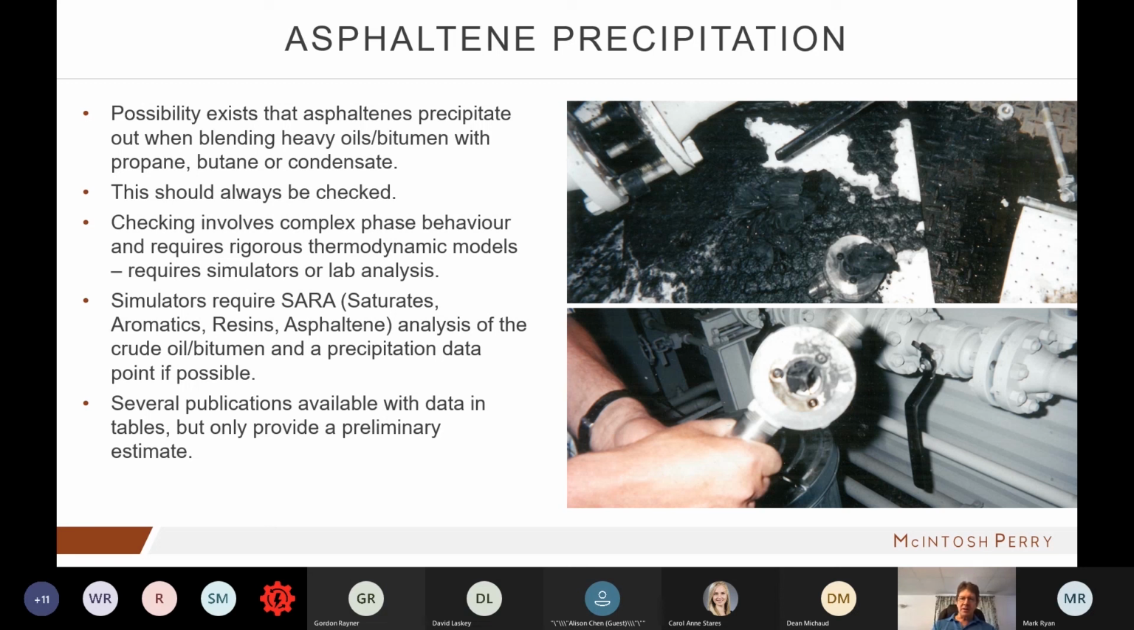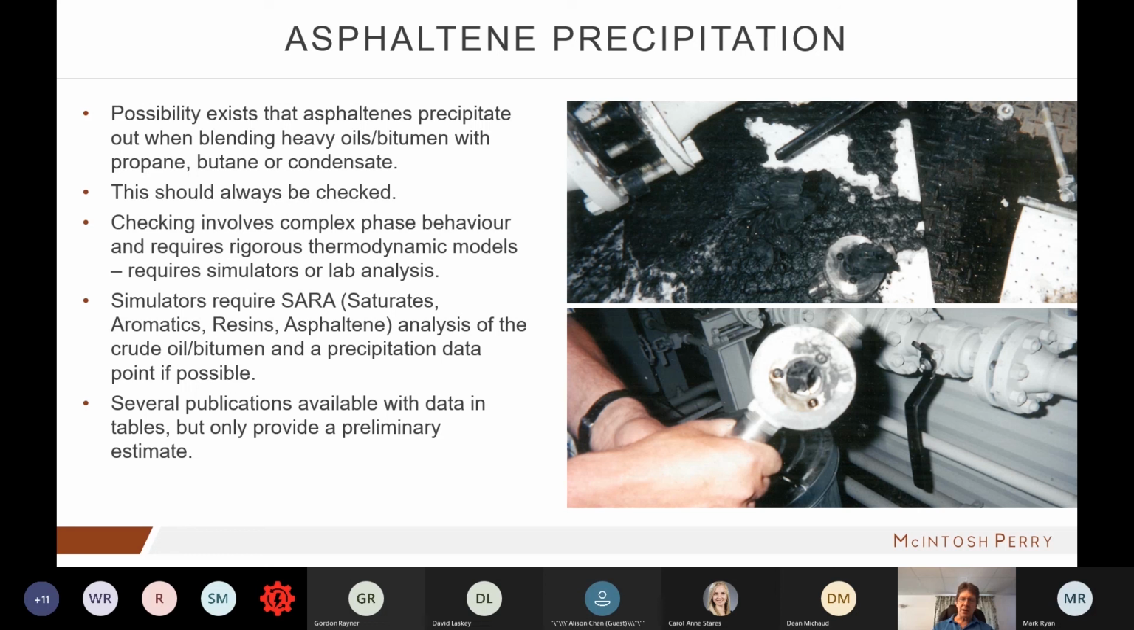If you don't have any of that available and you say, well, I don't have a simulator and I can't do any lab work, are there any alternatives, or am I just stuck? Well, there is an alternative. I'm not going to advocate it's a very accurate alternative, but there are several publications out in the open literature from various crude oils around the world with various different types of blend stocks, and many people have actually made these measurements to see if you're going to get asphaltene precipitation.